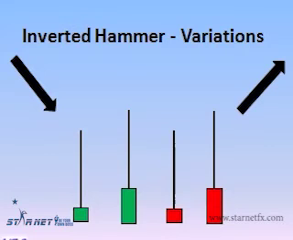So which of these are inverted hammers and which aren't? Well, all exist at the bottom of a downtrend. All have an upper shadow greater than 2 times the size of the real body. And all have price trading above the high of the candle. So all of them are valid inverted hammers.